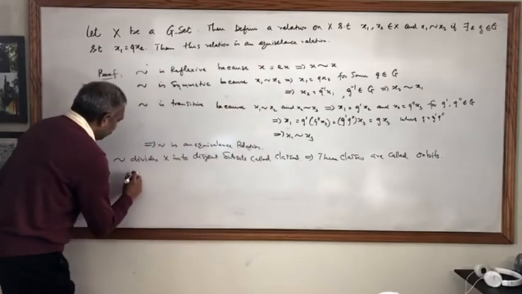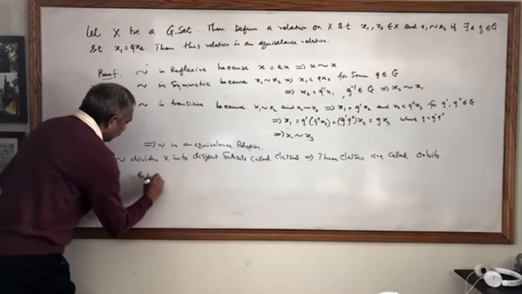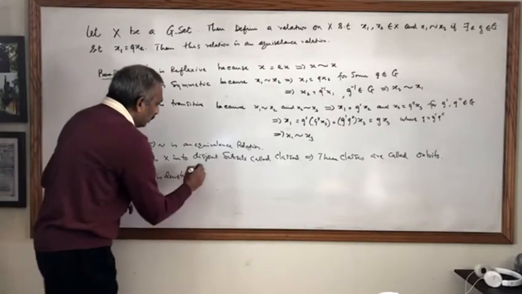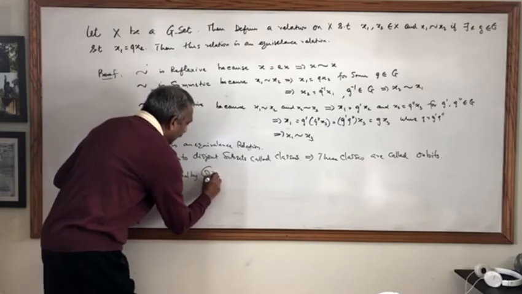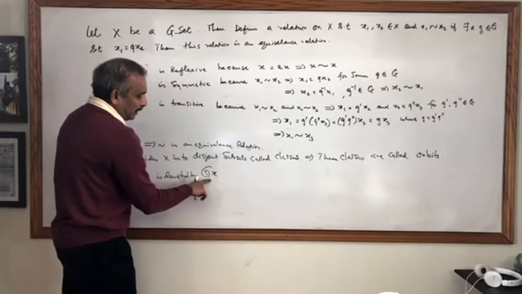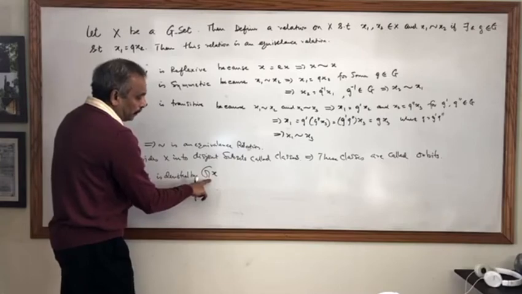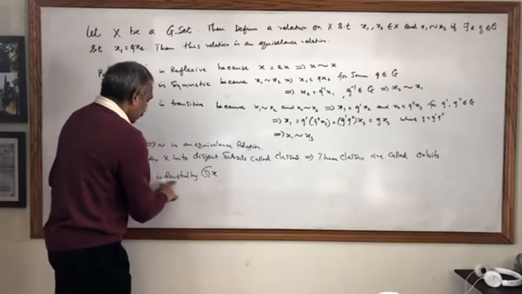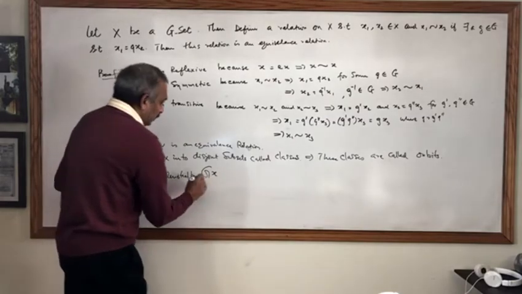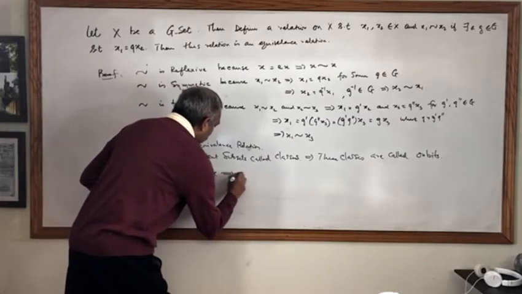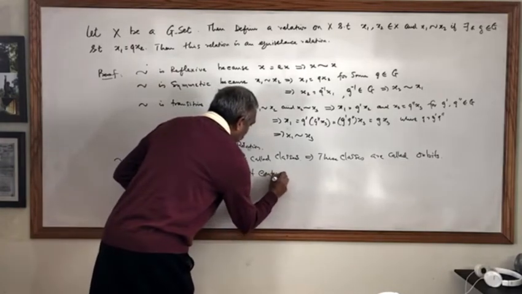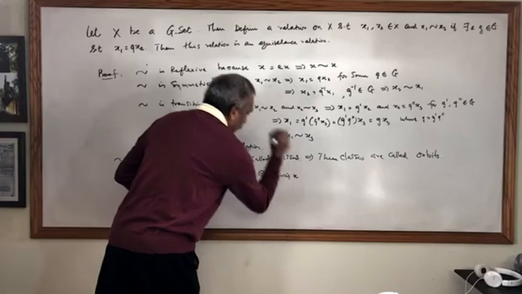And it is denoted by Gx, not the subscript x. Subscript x is a different one. That is actually the isotropy subgroup. So this orbit is denoted by Gx. So this is an orbit containing x.